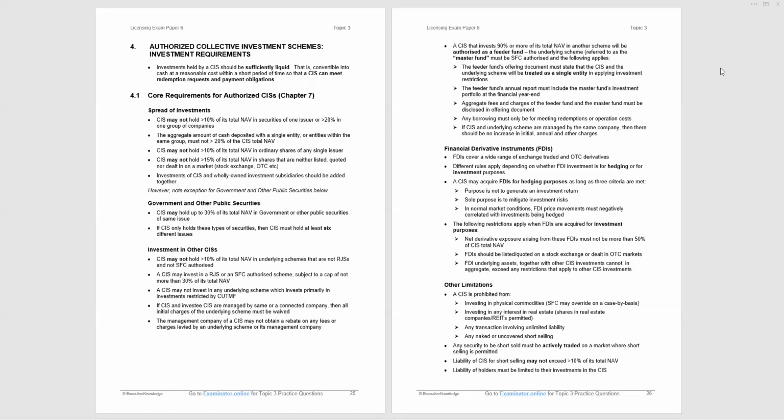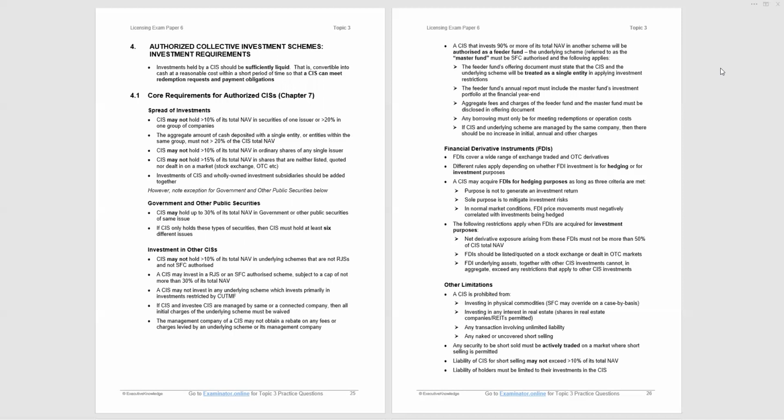Top point, page 25 says, investments held by a collective investment scheme should be sufficiently liquid. That is so important, because if people want out of a scheme quickly, you've got to find the money from somewhere. That is convertible into cash at a reasonable cost within a short period of time so that the scheme can meet redemption requests and payment obligations. Okay, so that's an overriding issue.